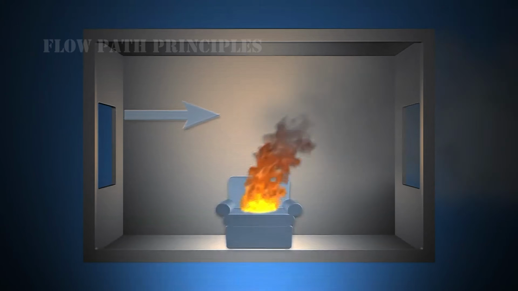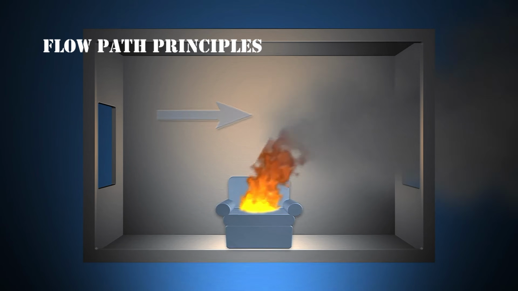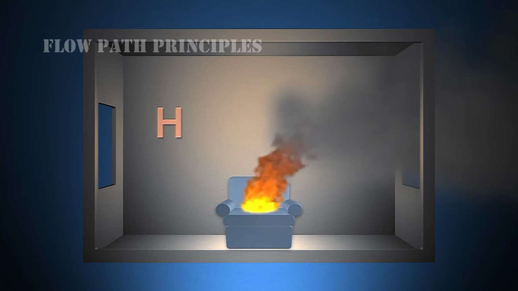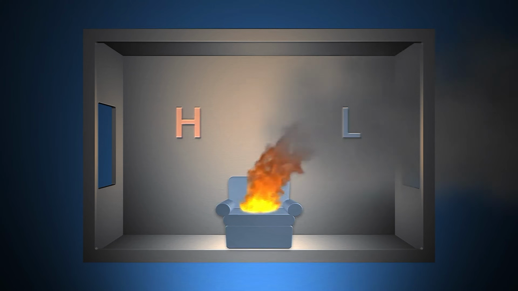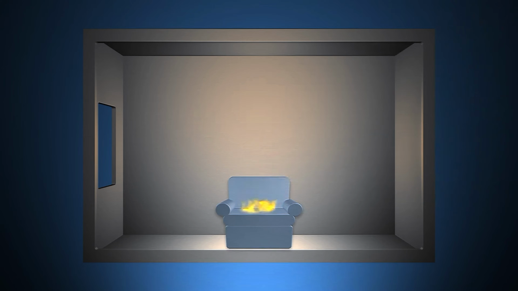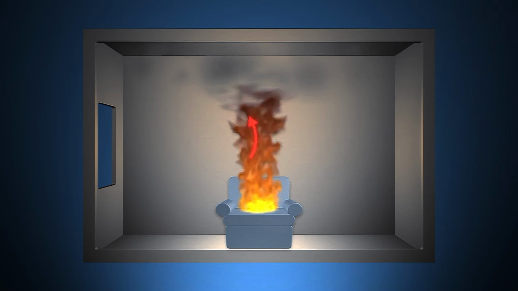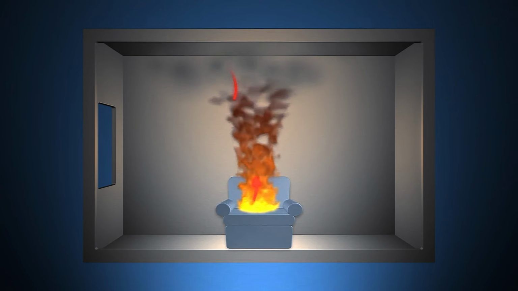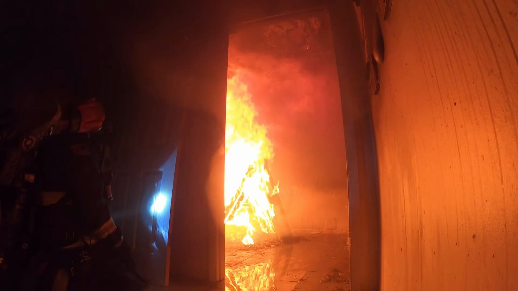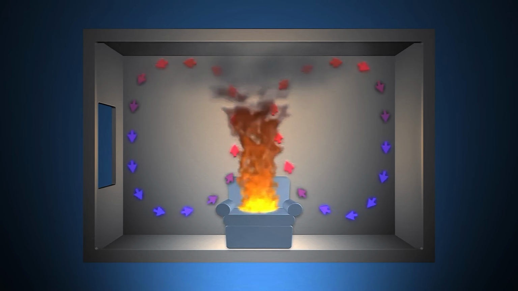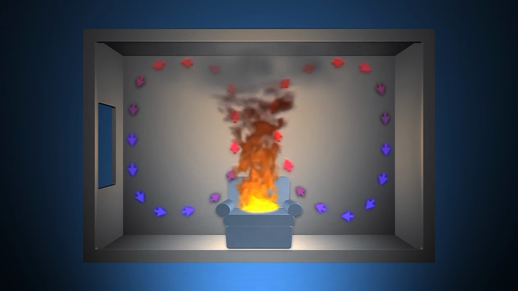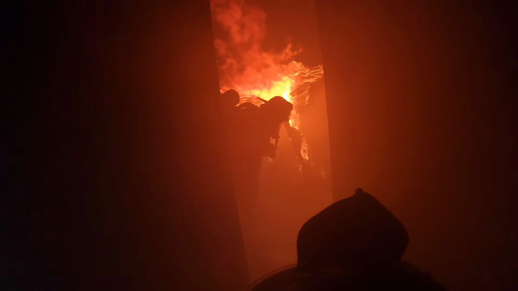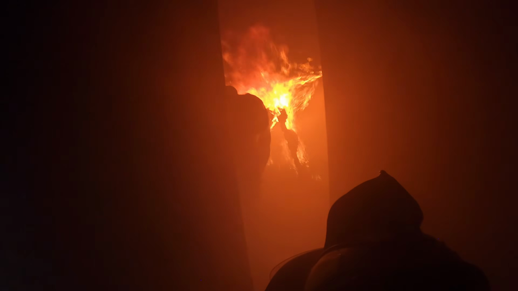A flow path is the direction of movement of heat, smoke, and air from areas of high pressure to areas of low pressure inside and outside of a building. As combustion occurs, heat is released, causing higher pressure near the fire. Heated gases move upward and outward because of the pressure differential. As the heated gases move upward and outward, cooler, oxygen-rich air is drawn into the base of the fire. This is the beginning of a flow path.